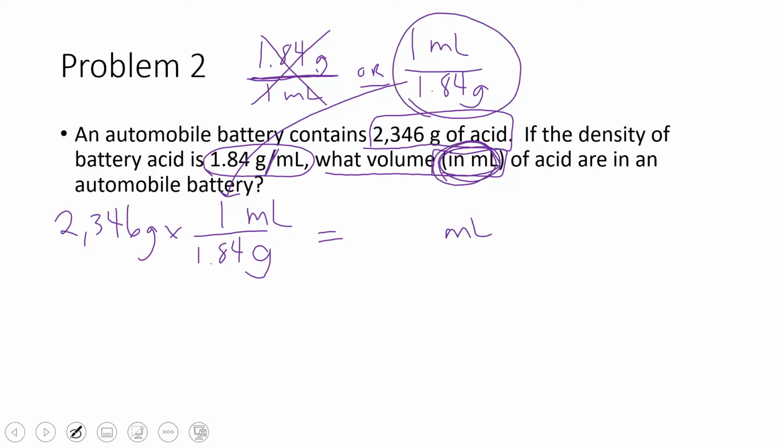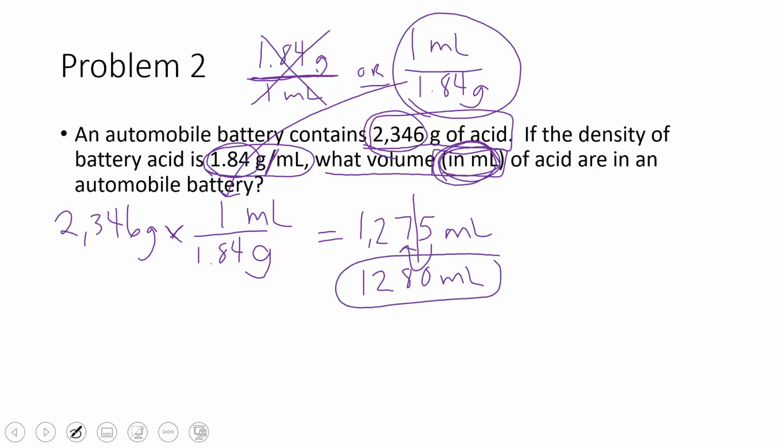So to solve this one, we would do 2,346 times 1 divided by 1.84, and we would get 1,275 milliliters. But remember, we need to look back at sig figs. I have 4 significant figures for my mass, and I have 3 for my density, and this is a multiplication problem. So I can only have 3 in my final answer. So I'm just going to say, all right, that 5 is going to make that 7, 1,280 milliliters, and I want to circle my answer.